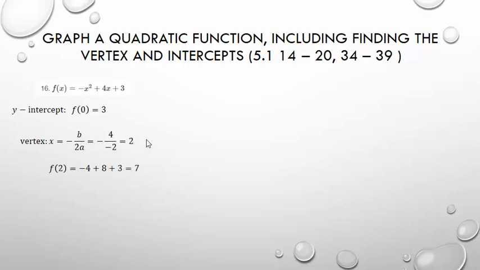And then you plug that in to get the y value. So you get negative 2 squared will be negative 4, plus 4 times 2 will be 8, plus 3. Compute that out and you get 7. So my vertex is (2, 7).